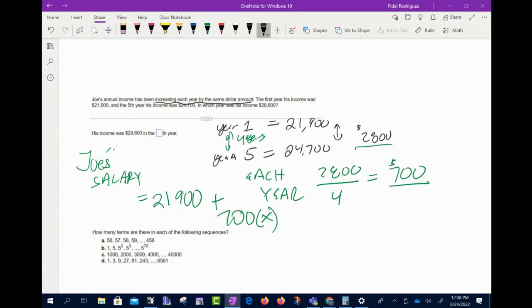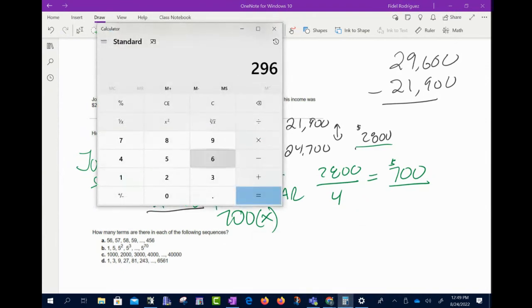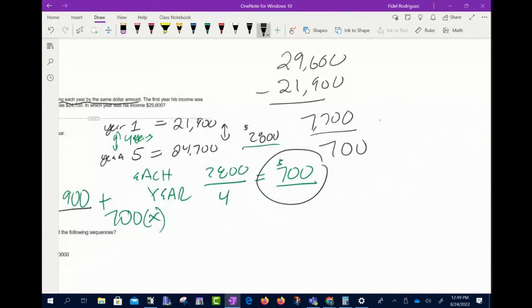So what I want to know is how long it's going to take for him to get to 29,600. So could we take 29,600 and subtract off how much he was already making, which was 21,900, right? And let's see how much that's gonna leave us with. So 29,600 minus 21,900 is gonna be 7,700, okay? How many years is it gonna take for him to earn that if he's earning $700 a year? What would I have to do with those numbers? Divide them out, okay? So what's 7,700 divided by 700?